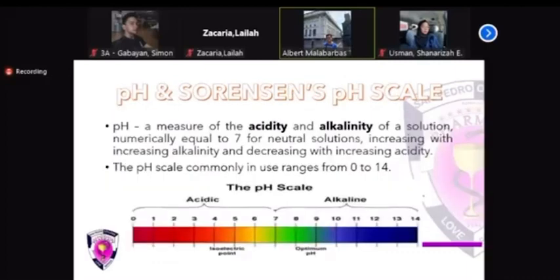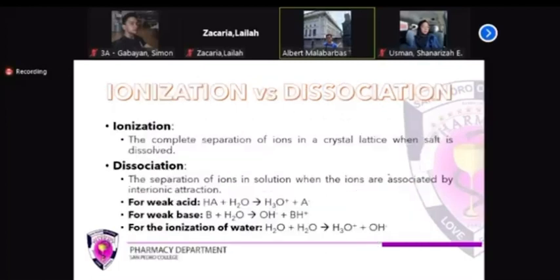Okay. Next, we have pH and Sorensen's pH scale. pH is the measure of acidity and alkalinity of a solution. So, when it is 7, neutral. When greater than 7, basic or alkaline. When less than 7, it is acidic. Okay, the pH scale ranges from 0 to 14. 14 most basic, 0 most acidic.